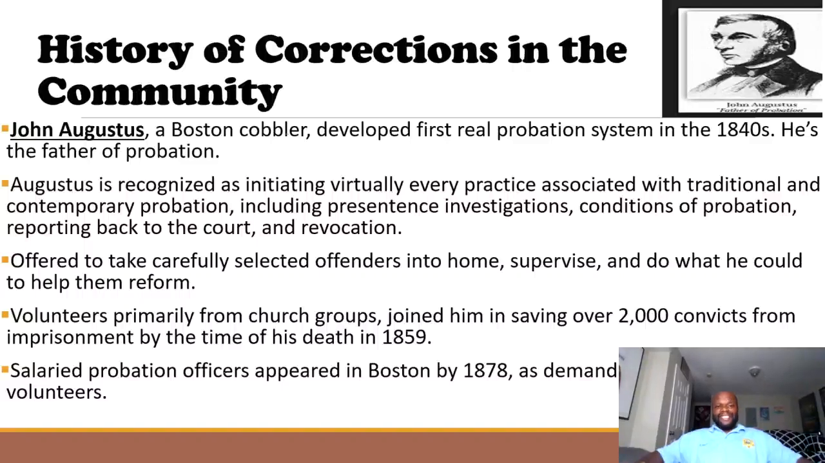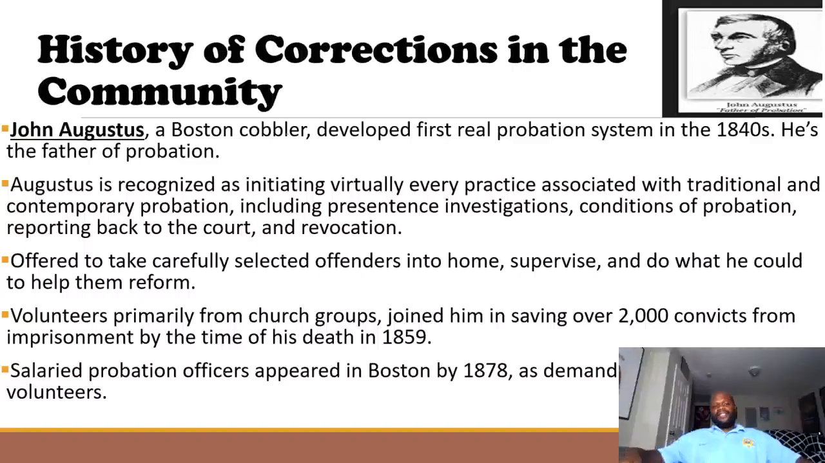And what he did was he picked certain people. So he didn't take everybody. If you were committing murder, or arson, or some really serious crimes in the 1840s, he would not take you. But if you had a minor offense or an offense where you seemed to show some significant remorse, he would offer to take the person.